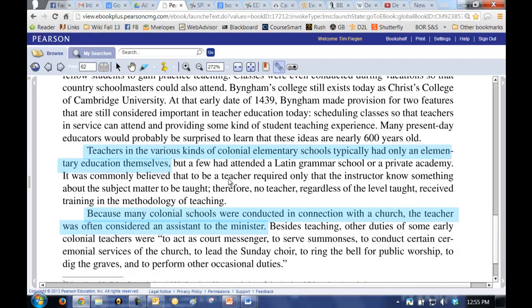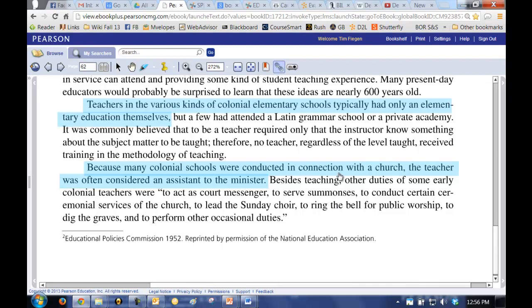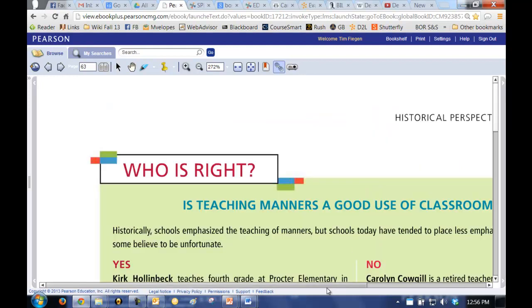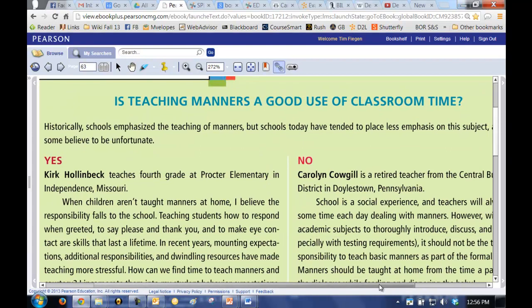And then we come down here. Teachers in the various kinds of colonial elementary schools typically had only an elementary education themselves. Okay? So early on. But a few had a Latin grammar school or private academy or some more, and because many colonial schools were conducted in connection with the church, the teacher was often considered an assistant to the minister, because they were religious-based schools and had all these other responsibilities and obligations.